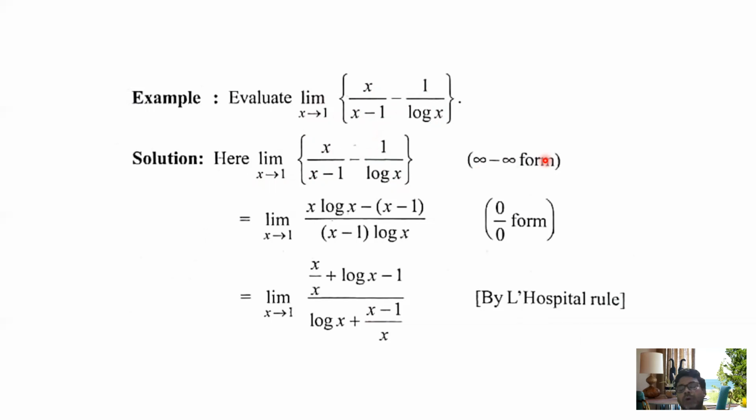Then what do you do? Same, our objective is to express it as a 0 by 0 form. Take LCM. That is x log x minus 1, by x minus 1 into log x. 0 by 0 form, very easy. Now, if you have a 0 by 0 form, then you have to apply L'Hospital rule. Then x into log x, derivative is 1 by x plus x, derivative is 1, log x; and 1 derivative is 0, minus x derivative is minus 1, by 1 minus x derivative is 1. So log x plus 1 minus x log x derivative is 1 by x.